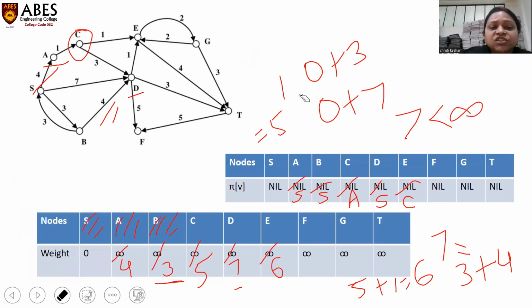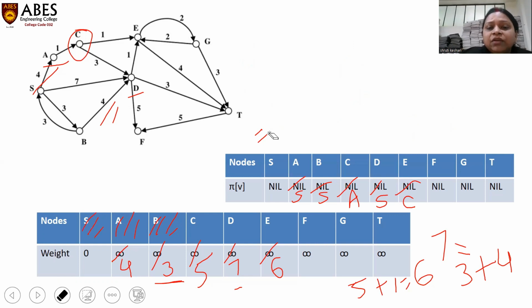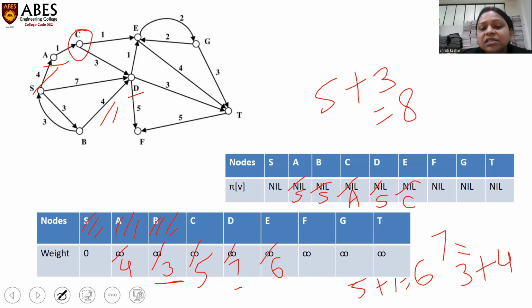Now, let's check for the D. D is containing the weight of 7. And when we are moving from C to D, in that case, C is containing the weight 5 and edge is containing the weight 3. That is 8. 8 is greater than 7. Then no need to change, no need to relax the vertex D. Now, C is already visited. In D and E, F, G and T, E is containing the least weight, visit E.